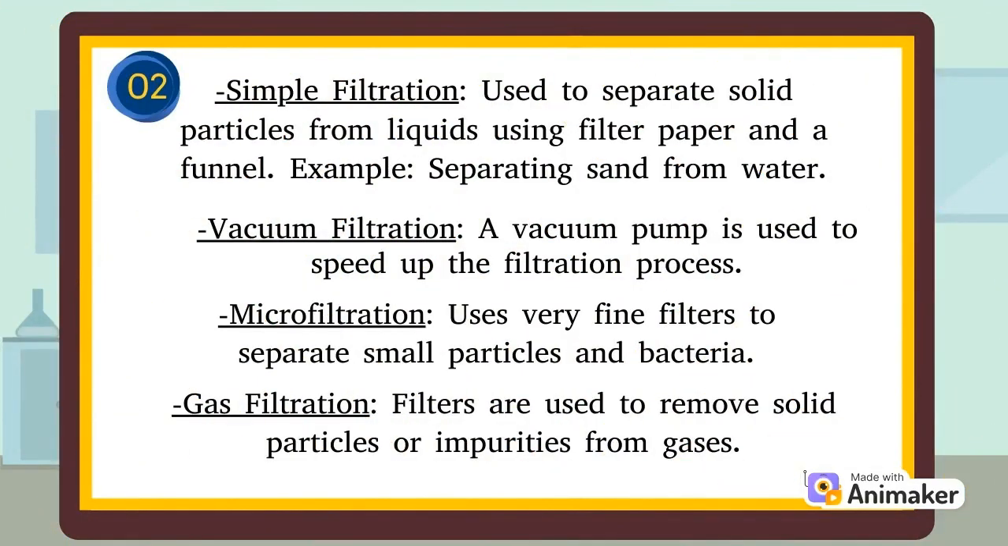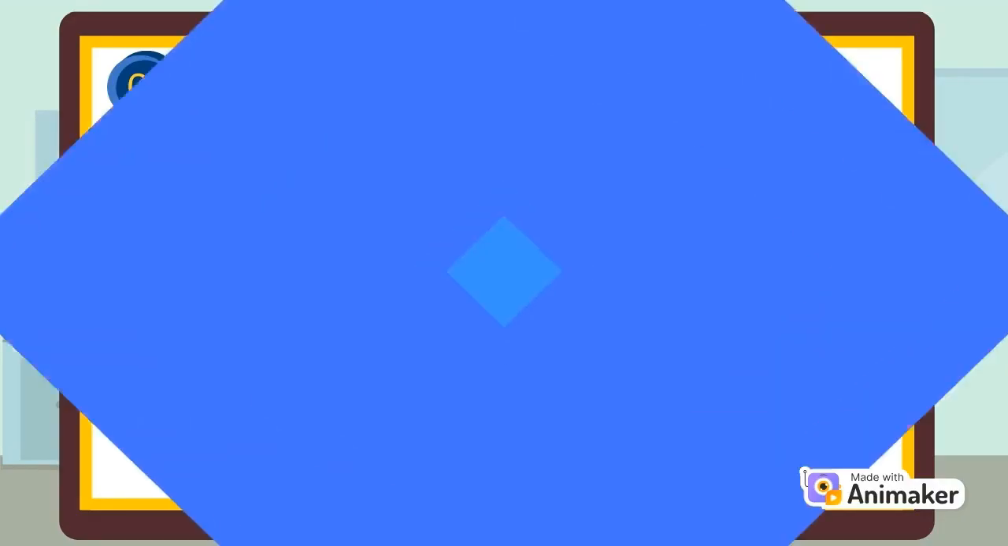Simple filtration is used to separate solid particles from liquids using filter paper and a funnel. Example, separating sand from water. Vacuum filtration: a vacuum pump is used to speed up the filtration process. Microfiltration uses very fine filters to separate small particles and bacteria. Gas filtration: filters are used to remove solid particles or impurities from gases.